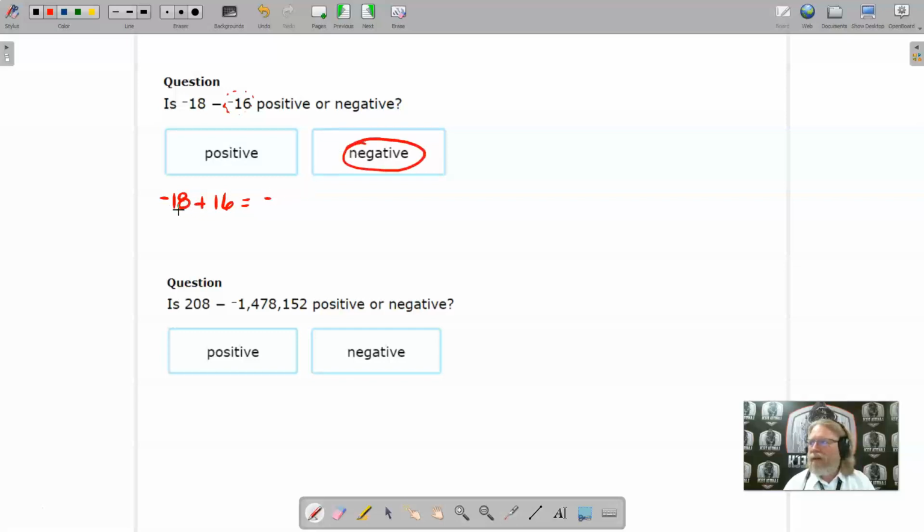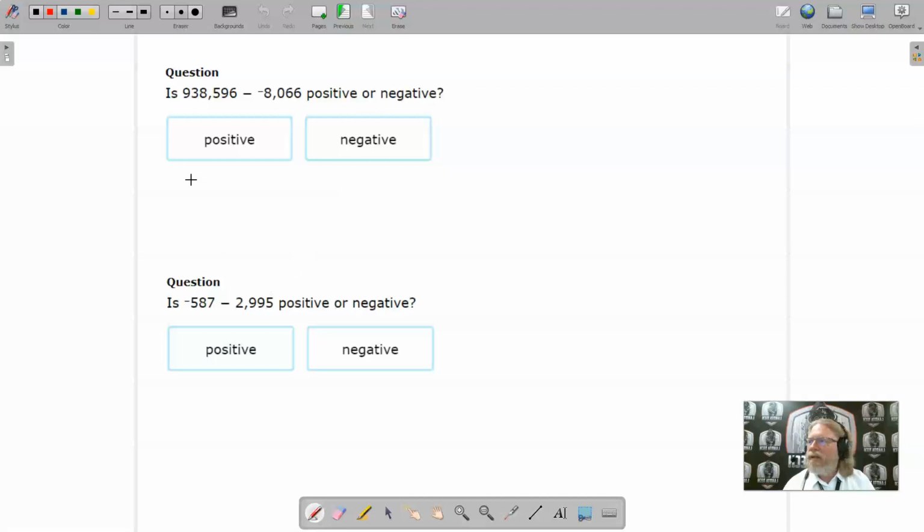If we work that out, that would be 18 minus 16. We would subtract them, and it's going to be -2. Now this one here, I'm probably not going to do the math on. I'm just going to answer the question. I have 208, and I need to change the sign from subtraction to addition, and then take the opposite of this number here. It's negative, so I'm going to make it positive. So we see the answer is going to be positive, 1,478,152. It's positive plus positive, so it's going to be positive.